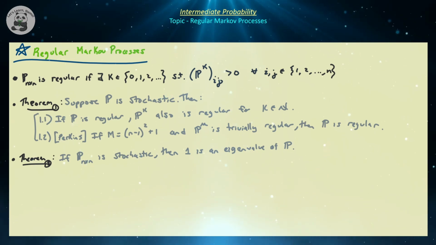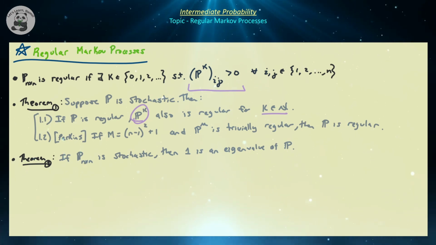Now, in the last video, when we talked about absorbing Markov processes, we introduced the topic of regular matrices. And we say that a matrix P is regular if we exponentiate it a finite number of times and we have a bunch of entries that are all positive, none of them equal to 0, for some finite number in the set of natural numbers.